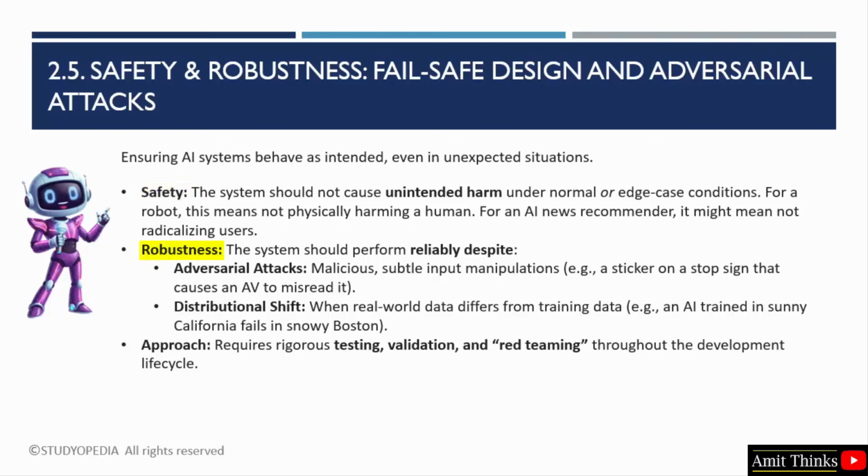Next is robustness. Systems must handle adversarial attacks and distributional shift. Adversarial attacks include subtle malicious inputs, whereas distributional shift includes real-world data differing from training. Let us see the approach. It requires thorough testing, validation and red teaming throughout development.